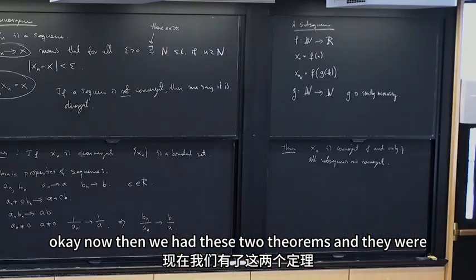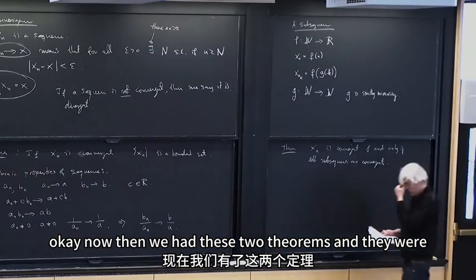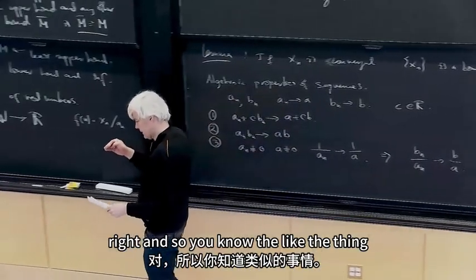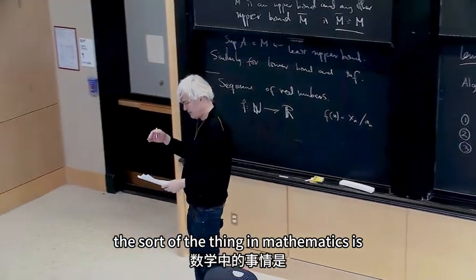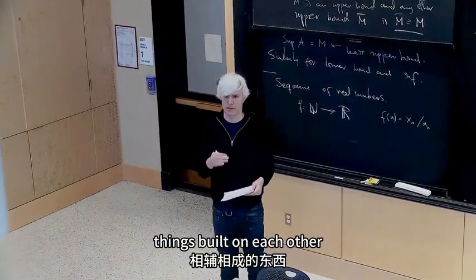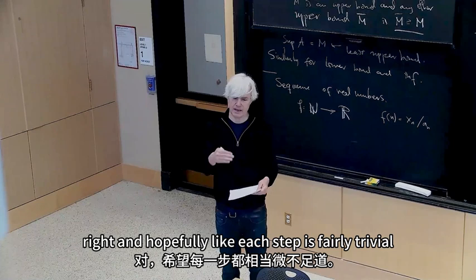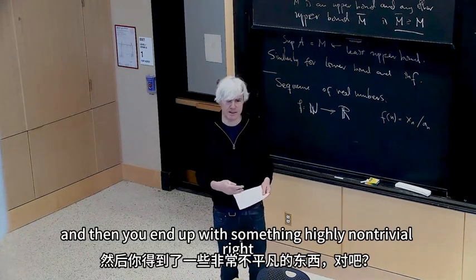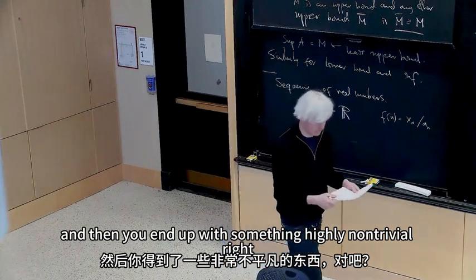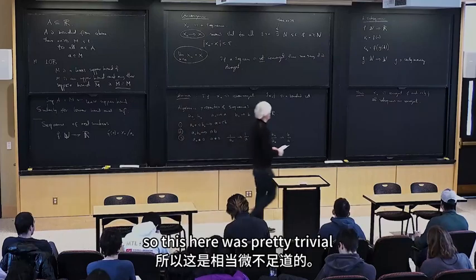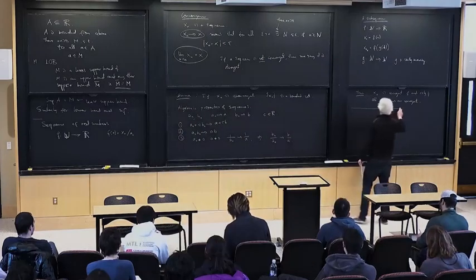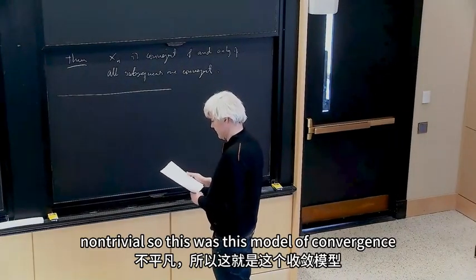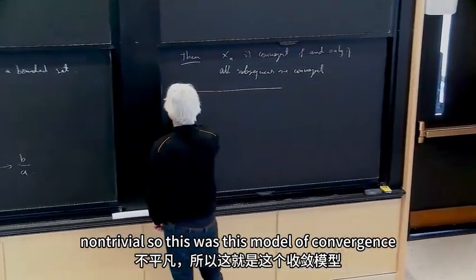Okay, now then we had these two theorems. The thing in mathematics is that things build on each other, right? And hopefully each step is fairly trivial, but you build step by step, and then you end up with something highly non-trivial, right? So this here was pretty trivial, but then we used it later on to prove something non-trivial. So this was the monotone convergence theorem.